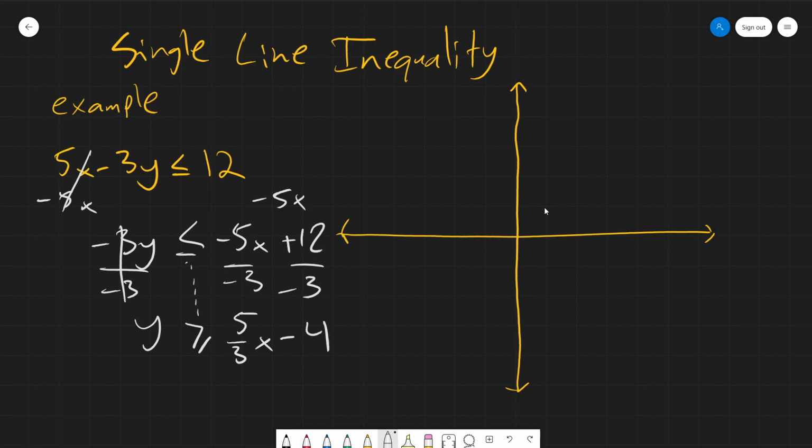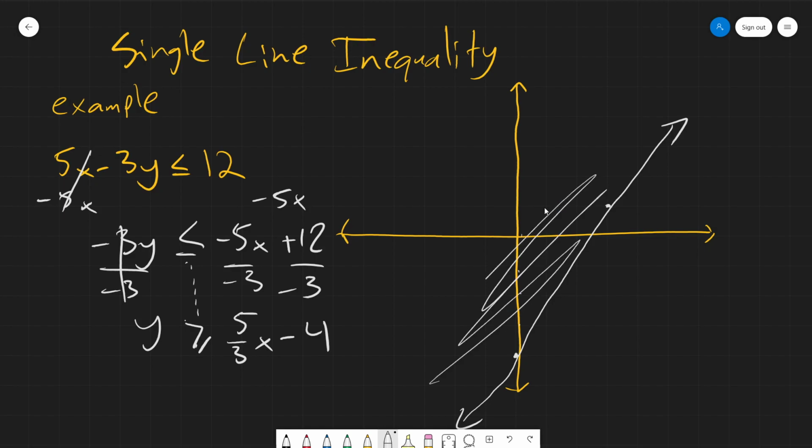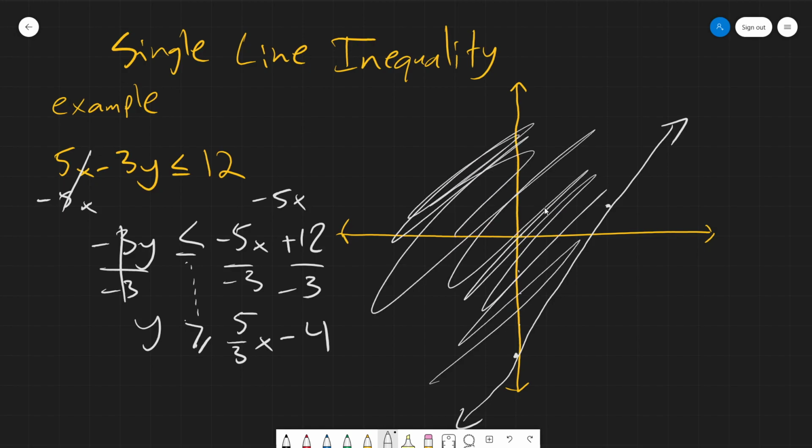Then I'm going to go ahead and graph it normally. Once you get your y by itself, we're just graphing. We're going to start down 4. We're going to go up 5 and over 3. We're going to think, is it dashed or solid? Okay, it's solid. And then we're going to think, are we going to shade above or below? So since it is opening at the y, we are just going to shade above, because that is greater than.